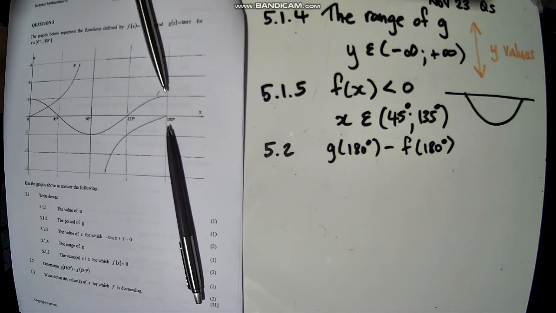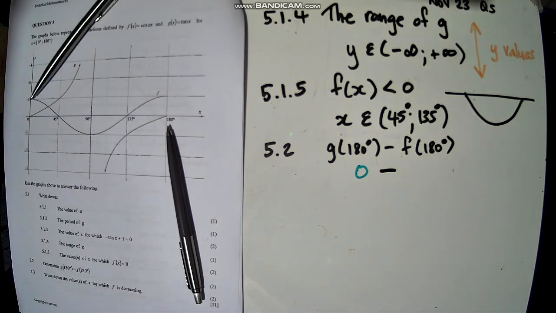Now g of 180 minus f of 180, they want to know what's the value. So all you have to do is write down the y value of g at 180, and write down the value of the graph of f also at 180. For graph f, what is its value? Notice the pin there, the value is 1. If we follow the line, we can clearly see the value is 1. So 0 minus 1 is minus 1.